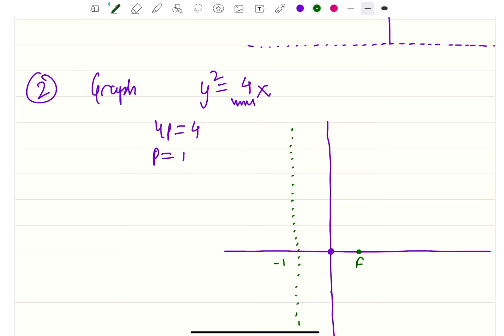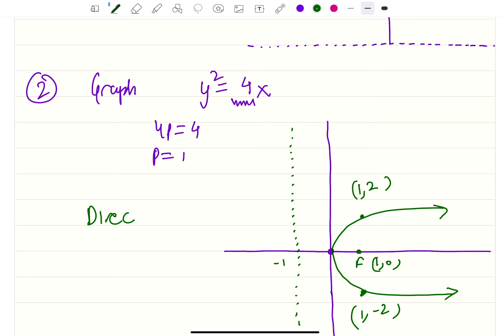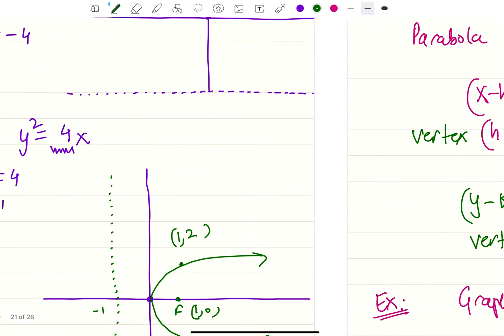And at the level of focus, my graph is going to be 4 units wide. So it's going to be 2 units above, 2 below. When I go up and down, only y coordinates change. The x does not change. And that's how my parabola is going to look. And the coordinates of focus are going to be x is 1, y is 0. Equation of directrix is going to be x equal to -1 because it's a vertical line.